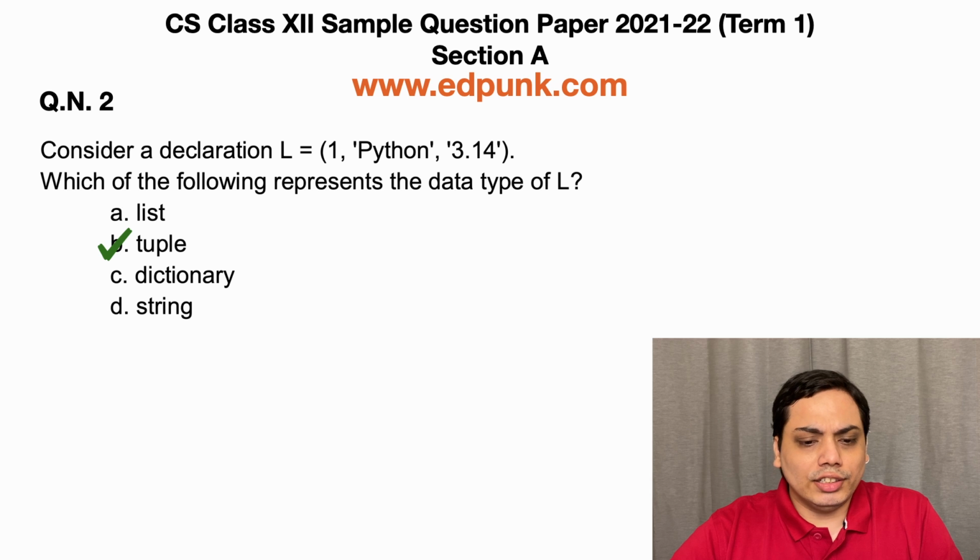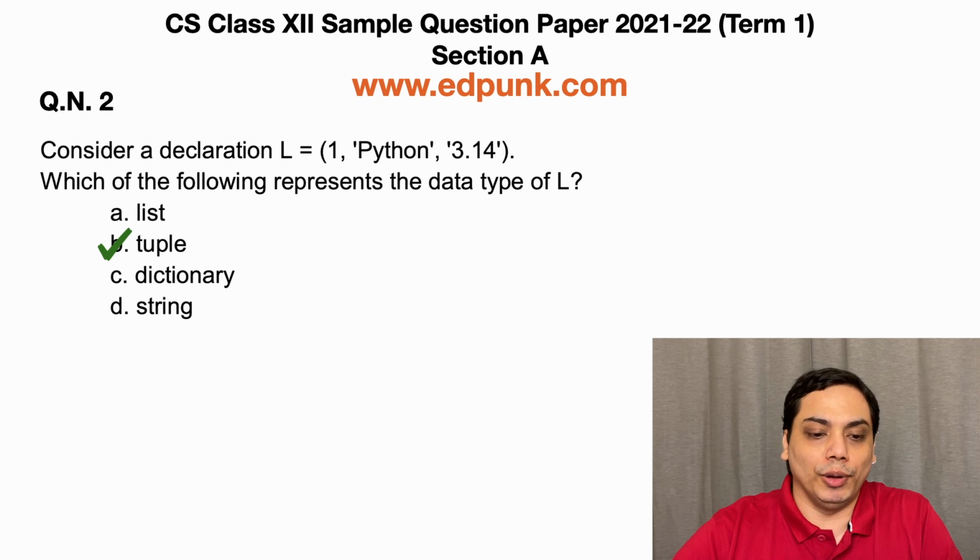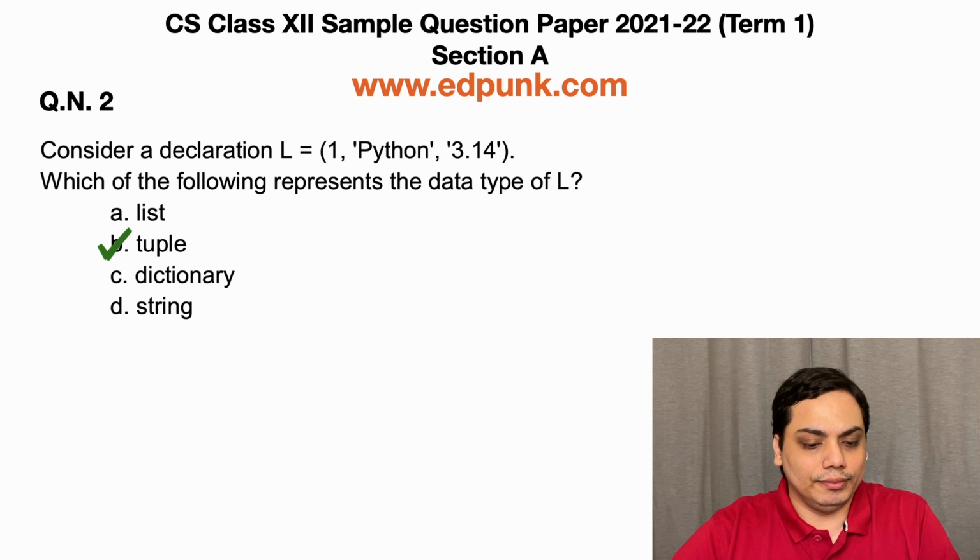So in this case, as L = (1, 'python', 3.14) is provided, it is actually used to create a tuple, and the data type of L is tuple, which is option B.